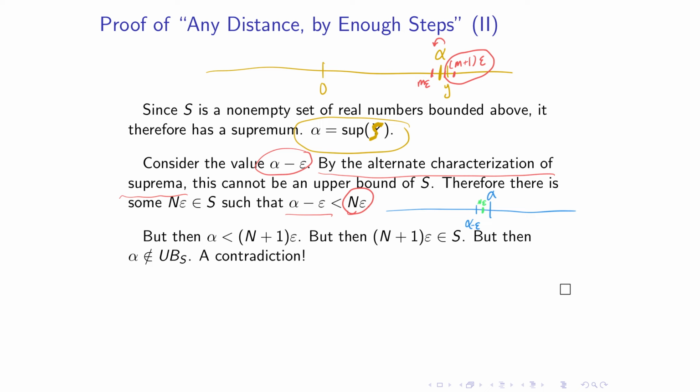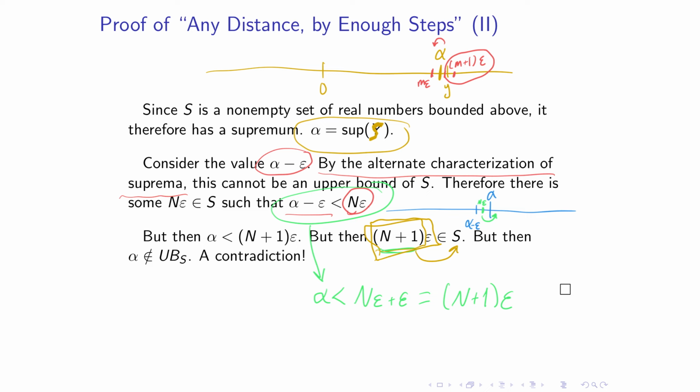And then we can see this in one of two ways. We could think about taking an extra step, or the same idea is reflected in the algebra step, where we add epsilon to the other side of this inequality, and we get that n epsilon plus epsilon is bigger than alpha, and then we can factor that, so n plus 1 epsilon is bigger than alpha. But notice, and this is where the properties of natural numbers are important, that n plus 1 is a natural number. It is only because n plus 1 is a natural number that n plus 1 epsilon is in the set S. Remember, S was natural numbers times epsilon.